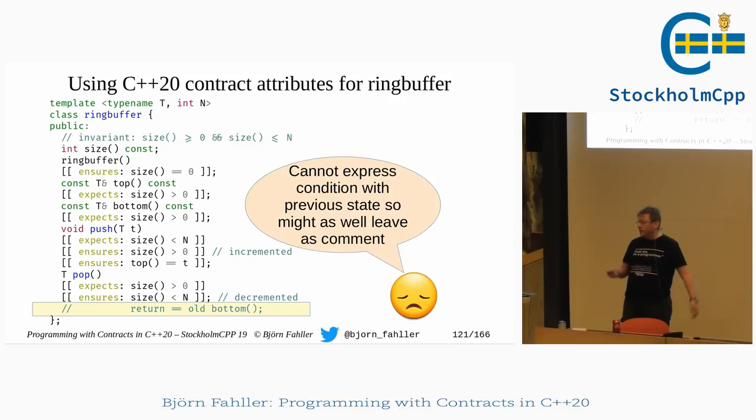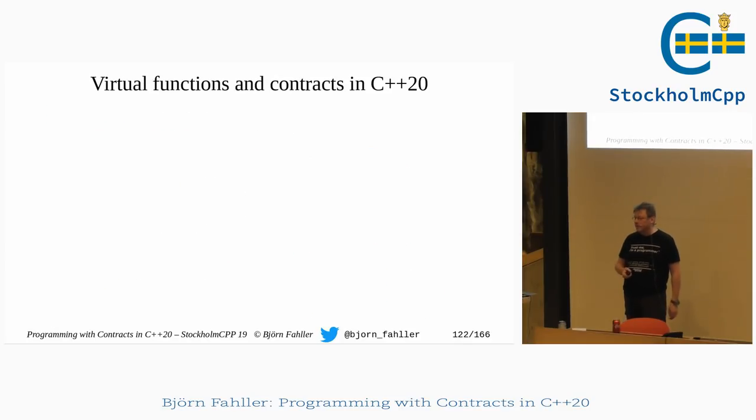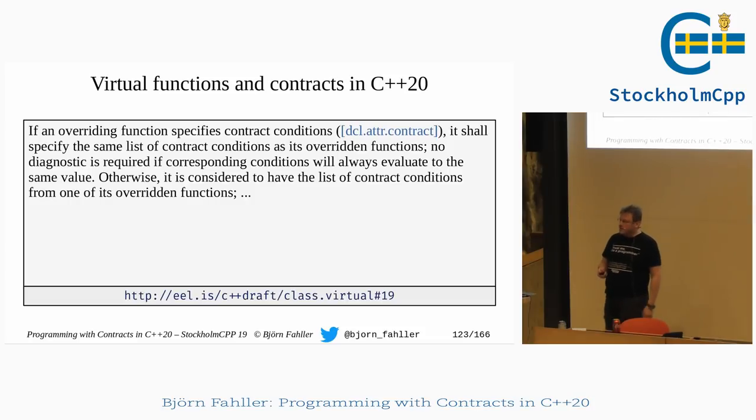This one, no surprise, same old, and same problem again. Since we cannot refer to it in any way like that, we may as well leave it. Virtual functions. It doesn't really say a heck of a lot. It says this: if an overriding function specifies contract conditions, it shall specify the same list of contract conditions as its overridden functions. So even though technically we can have more relaxed preconditions and stricter postconditions, the language doesn't allow this. Which means that we can't. From a philosophical point of view, we can, but in the language, we cannot.